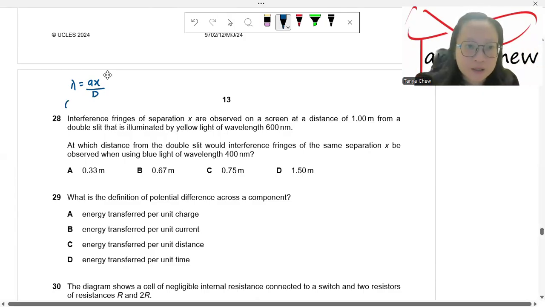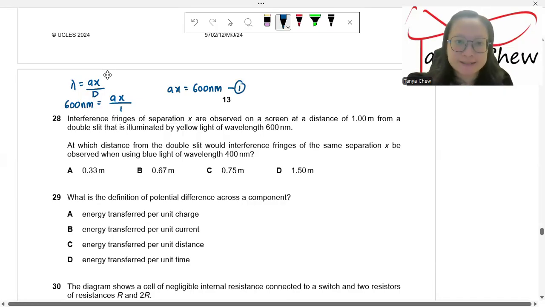Now, I sub in yellow light, 600 nanometer. a, they didn't say what a is, so I just put a. The fringe separation is X, and D is 1 meter. So I have aX is equal to 600 nanometer. I form it as equation 1.